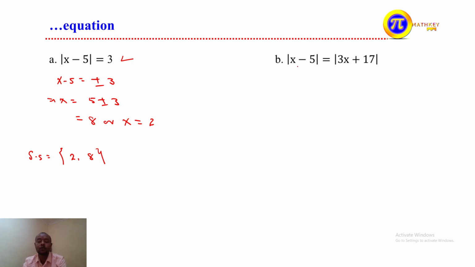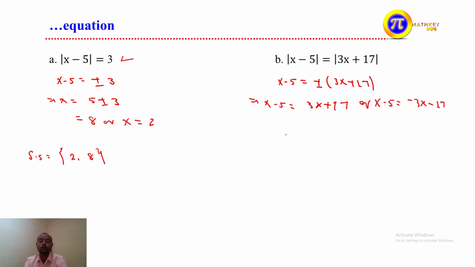Similarly, in case of this one, absolute value of x minus 5 is equal to absolute value of 3x plus 17. The same as we did before, this means x minus 5 is equal to plus or minus 3x plus 17. This implies that x minus 5 is equal to 3x plus 17, or x minus 5 is equal to the negative of that, negative 3x minus 17.